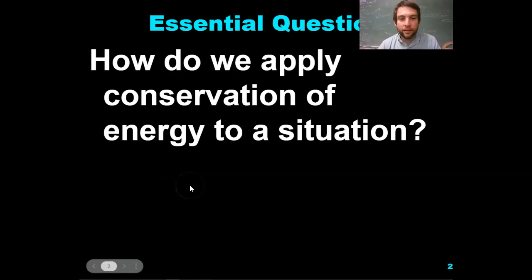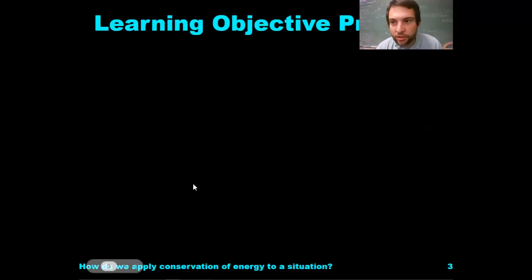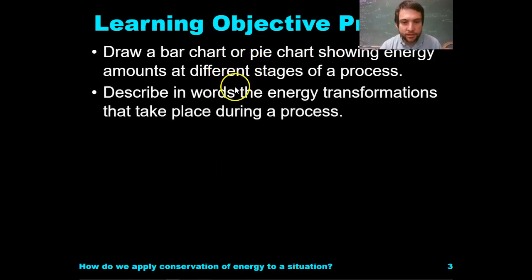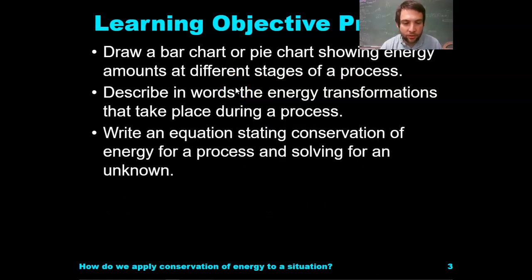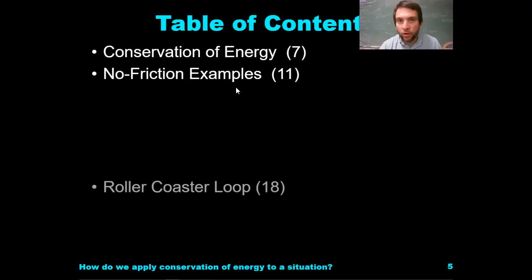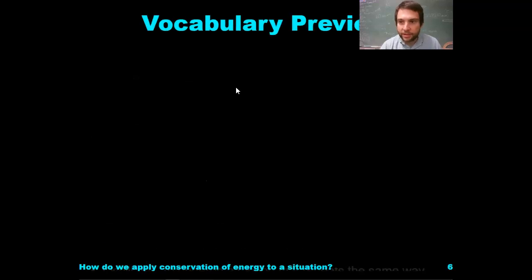Conservation of energy. How do we apply conservation of energy to a situation? So in the previous lesson we talked about energy transformations. Now we're going to look at how we can make that useful for us. We will be drawing a bar chart showing energy amounts at different stages of a process. We should be able to describe in words the energy transformations that happen during a process. We should be able to write an equation stating conservation of energy and solving for an unknown, as is usual for us.